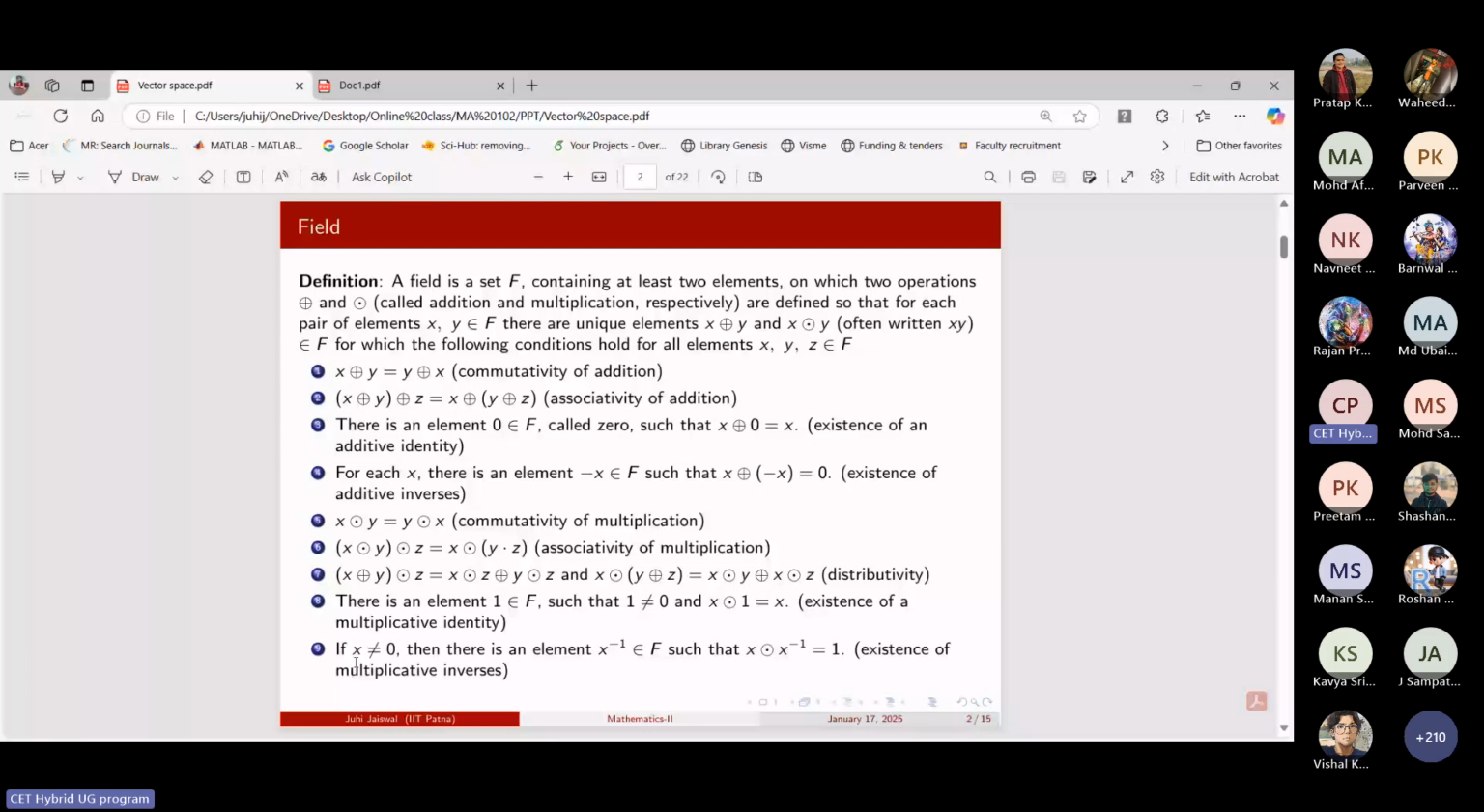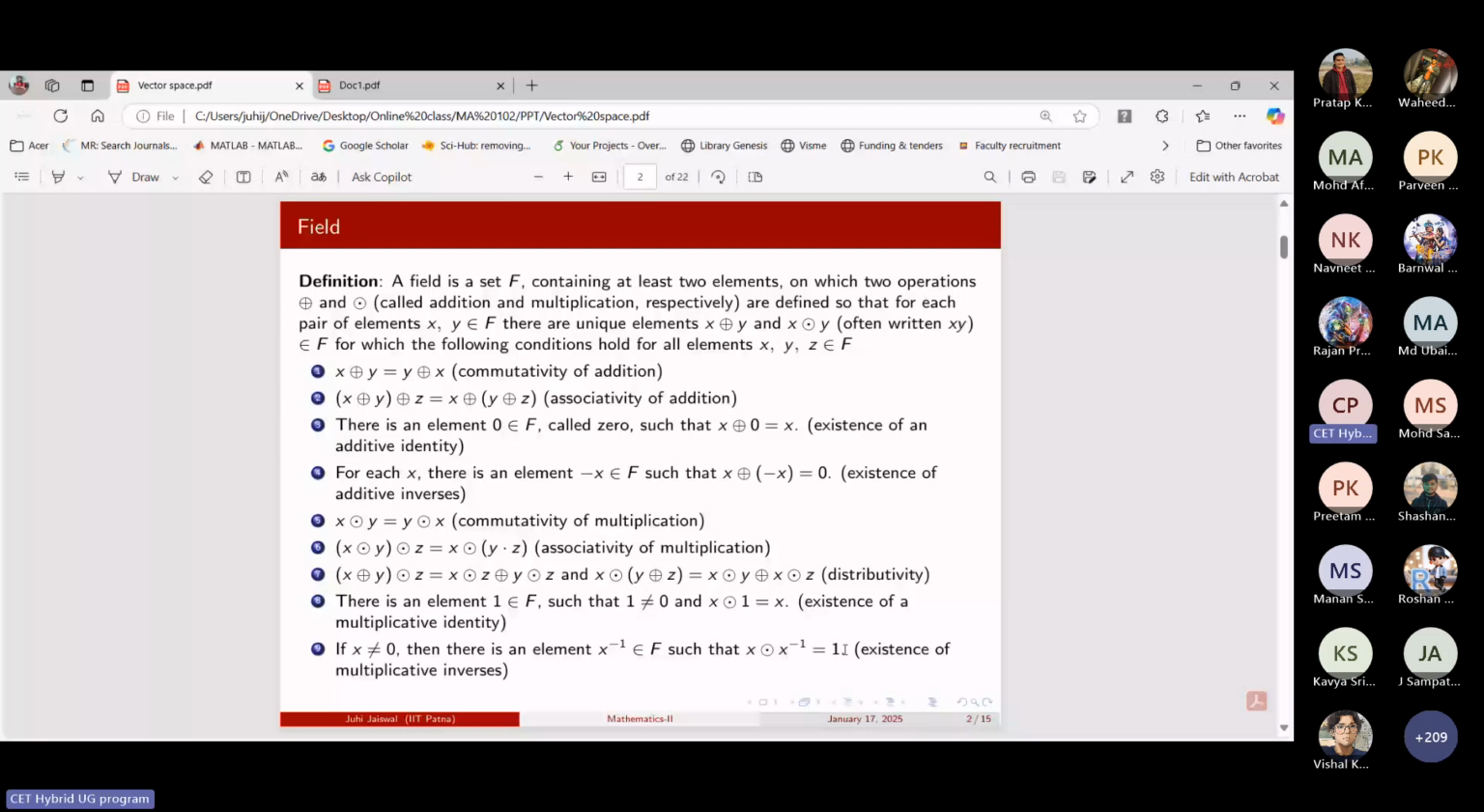The last point says that whenever we have some non-zero x, like in the existence of additive inverse, what we have seen is, for each x, there exists an element minus x, whose sum with this x gives the additive identity. The same thing will happen with the multiplicative operation also, but the condition will be for x not equal to 0. Whenever x is some non-zero element, there must exist some element x inverse whose multiplication with this x gives 1, the multiplicative identity.